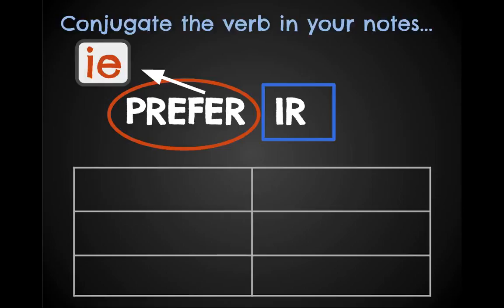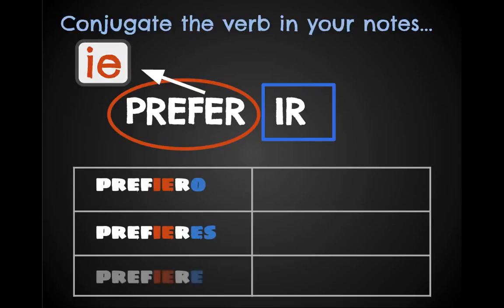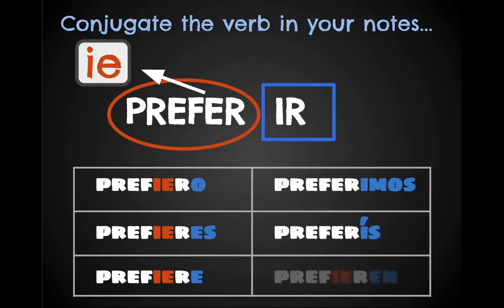So conjugate this verb with me and then pause the video to take notes. Prefiero, prefieres, prefiere, preferimos, preferís, prefieren. This verb means to prefer. I'll give you a moment to copy it down. Press play when you're ready to continue.